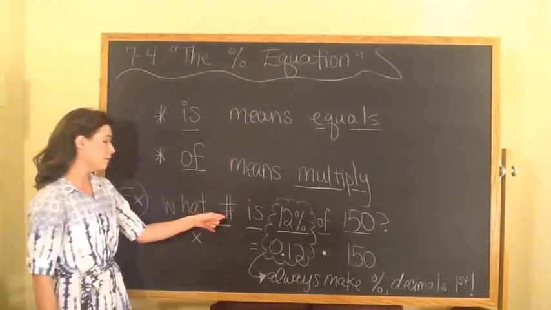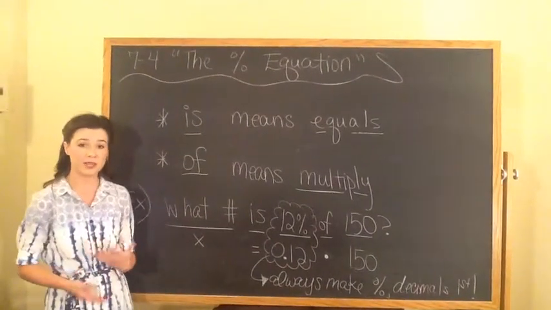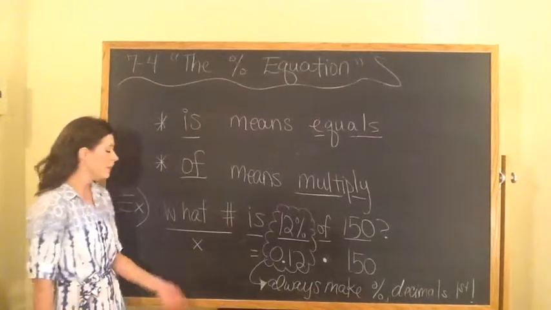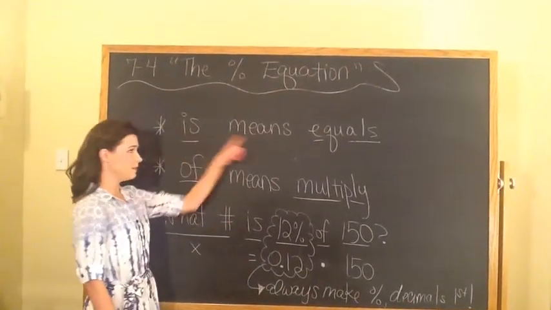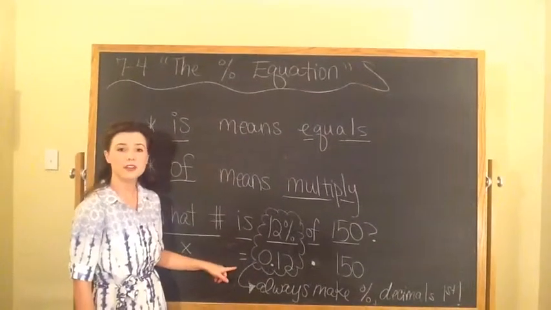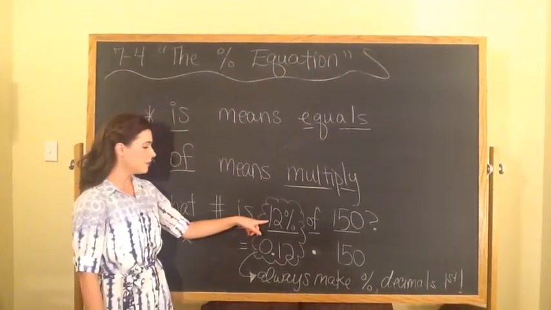So it says what number. We need to think about what goes in the place of a number that we don't know, and that's a variable. So we're going to put a variable there, x. And then it says is, and is means equals, so we're going to put an equal sign under the is. And then we have 12%.